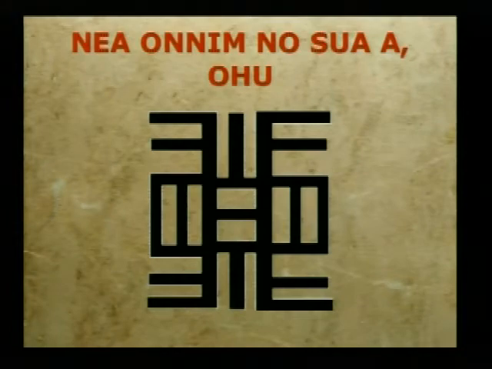Nea onim no sua a ohu. That is also on my sweatshirt. It is one of the Adinkra symbols. The Adinkra symbols are an alphabet created by the Akan people of Ghana.